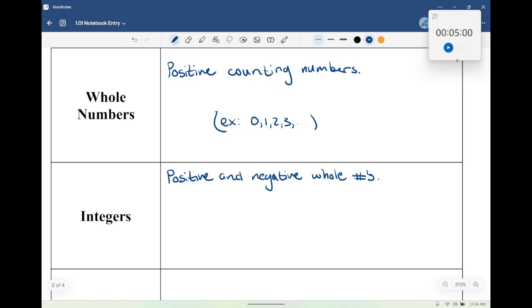So anything that counts as a whole number, you can take that. If you put a negative sign in front of it, it is now an integer. Alternatively, any whole number can also be called an integer. So we could have -2, -1, 0, 1, 2, again, and so on.